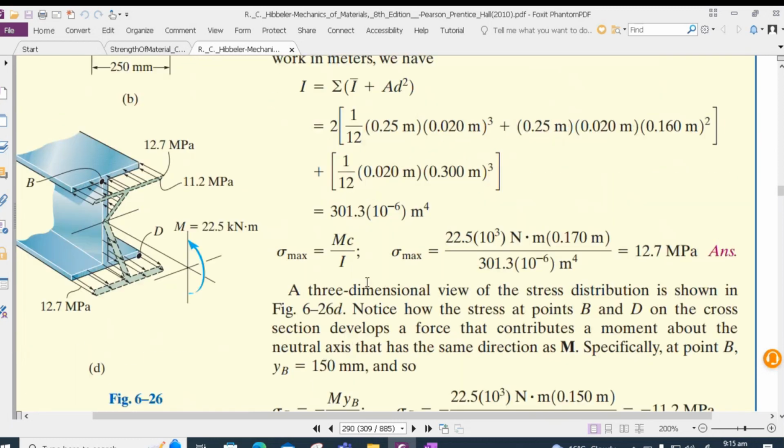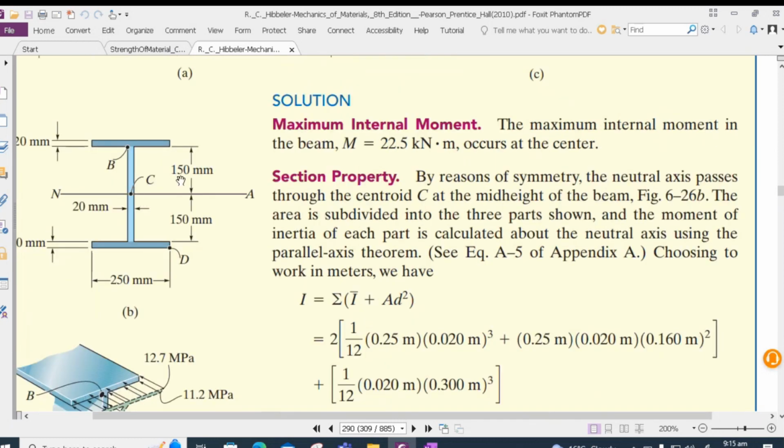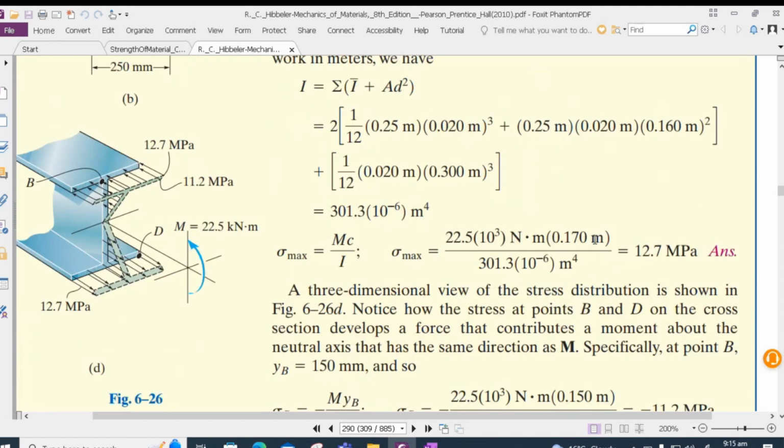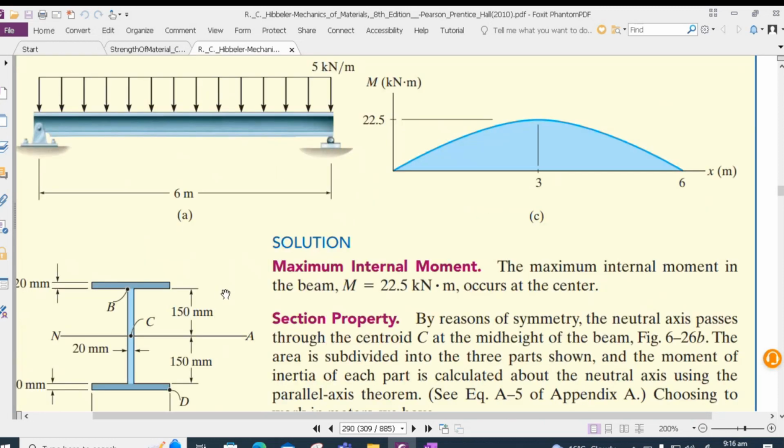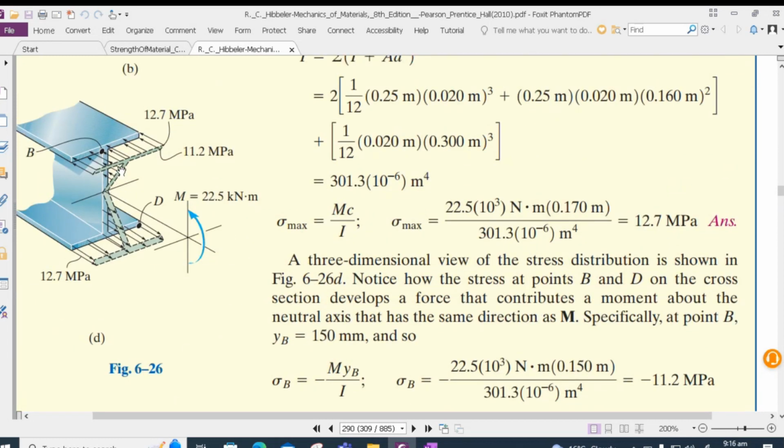C is 150 millimeter. Sorry, C is 150 plus 20, which is 170 millimeter, and everything should be kept in meters. So therefore 0.170 meter comes and divided by the moment of inertia. Thus we get 12.7 megapascals. It's also asking us to draw the stress distribution over the cross section at this location. So that can be easily drawn. Over here, we have to find out the stress distribution at the lower position of the flange, and then we can join that with the neutral axis to get our stress distribution.